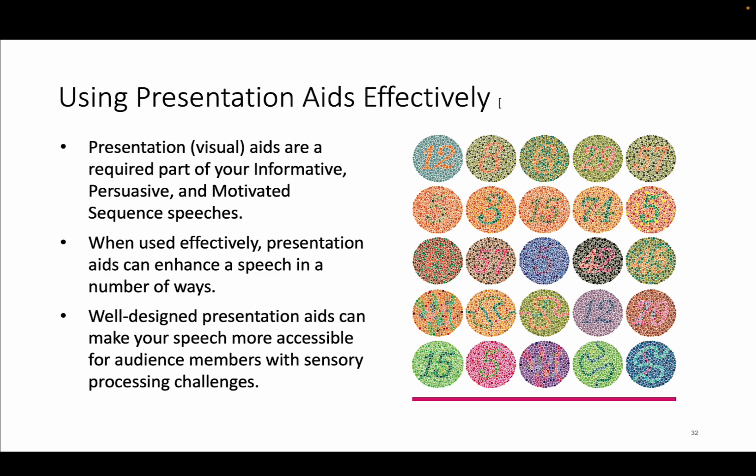Well-designed presentation aids can make your speech more accessible for audience members with sensory processing challenges. For instance, take this image. Now, this is actually used to test for color blindness. If it just looks like a bunch of fuzzy balls and you can't see any numbers inside the balls, you might want to get your vision checked.